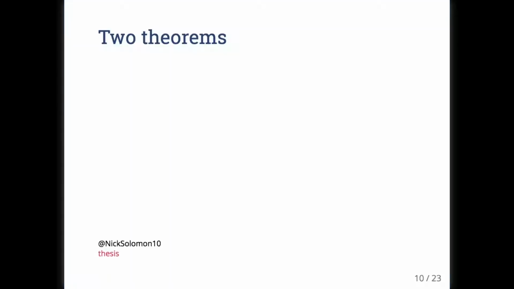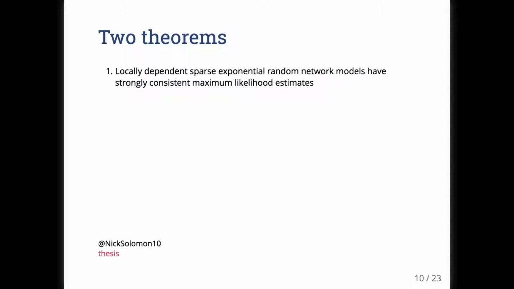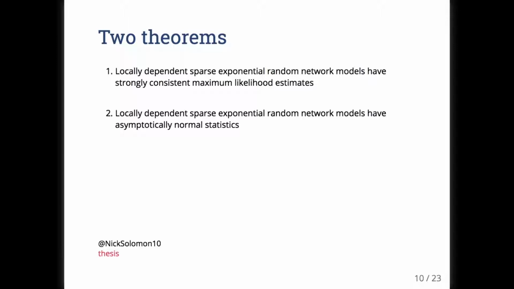So now onto the good stuff. I was able to prove two theorems. The first theorem is that locally dependent sparse exponential random network models have strongly consistent maximum likelihood estimates. I'll get into what I mean specifically by locally dependent and sparse, but basically this means that as you try to do maximum likelihood estimation with your random network models, you can be sure that you're actually converging towards some true parameter value that does exist.